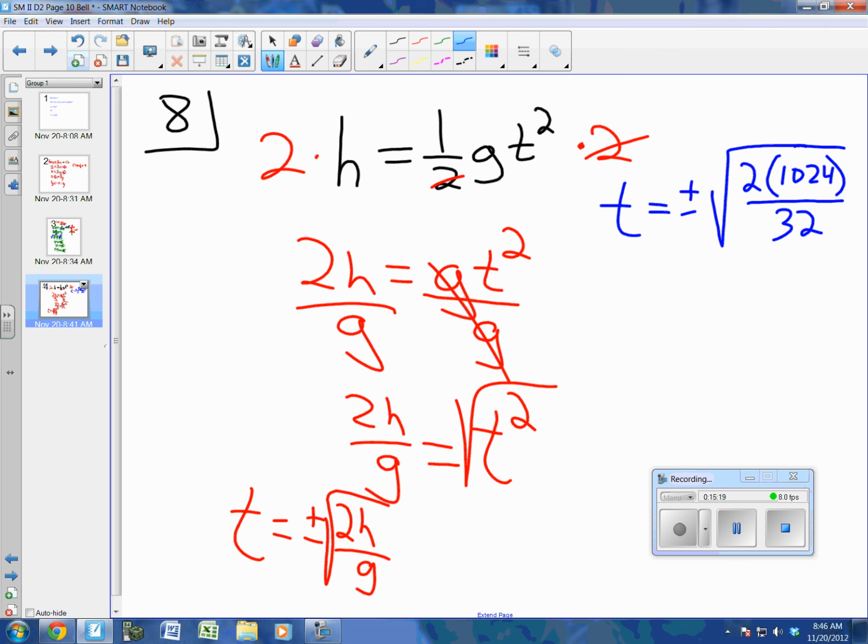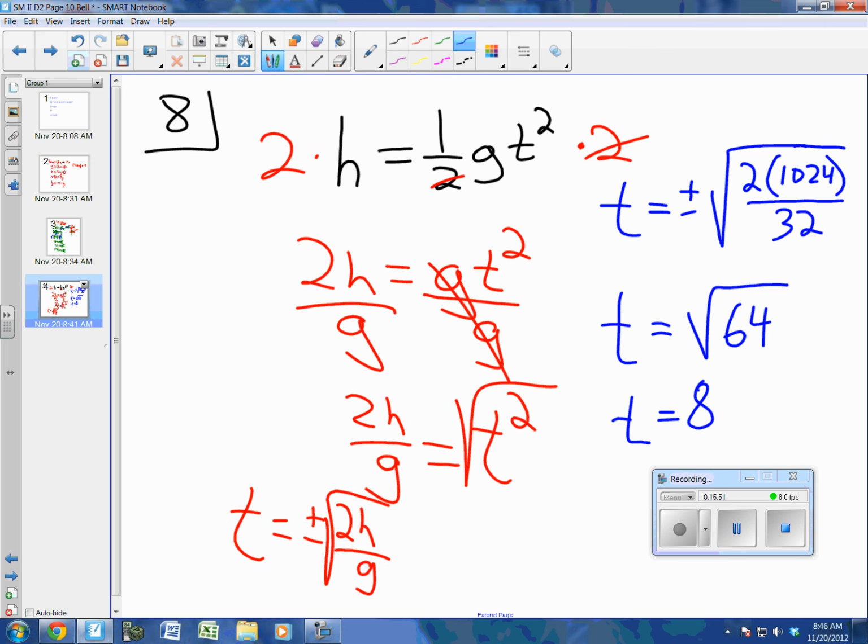So someone go 2 times 1024 and divide it by 32 and tell me what it is. 64. And then I have to take the square root of that, which is, if I would have kept the negative, my other answer would have been -8. But we know it's not that. So it took 8 seconds. Got it? Thanks, Kai. All right. Any questions right there?